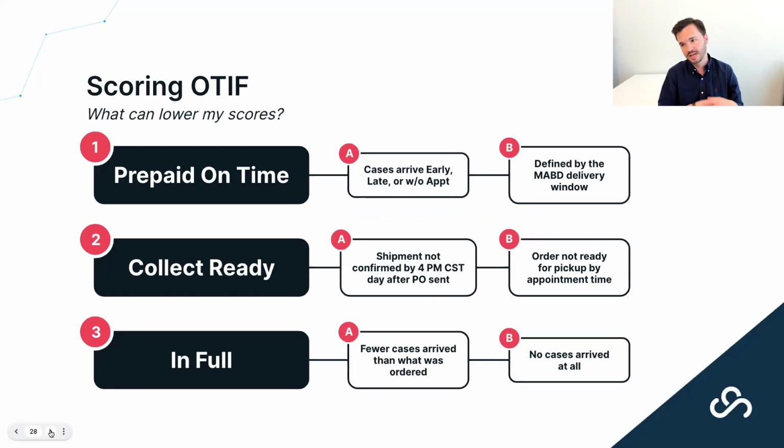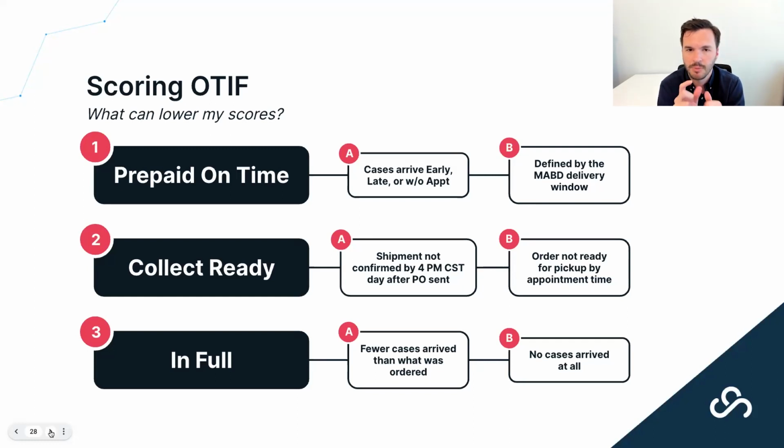For OTIF, you have in full, which is kind of a category all on its own. And then collect ready and prepaid on time are the on time section, split up into those two different categories. And basically it's the same thing. It's like, is your shipment ready to get picked up if Walmart's fleet is coming to get it for collect? Or is the prepaid shipment on time? For some suppliers, those will be treated the same way because you'll be working with a 3PL who you're treating basically the same way that you would Walmart's fleet coming to pick it up on time.